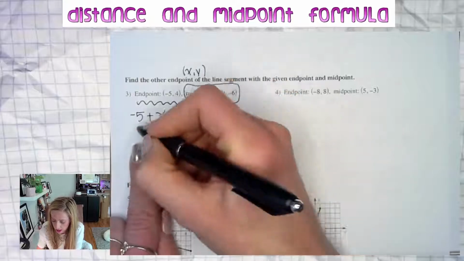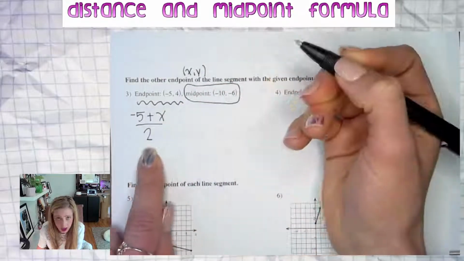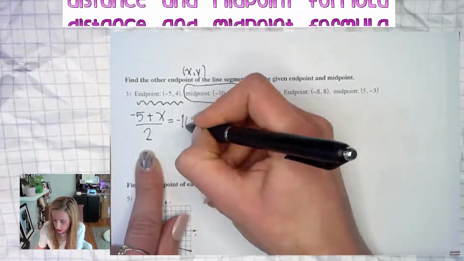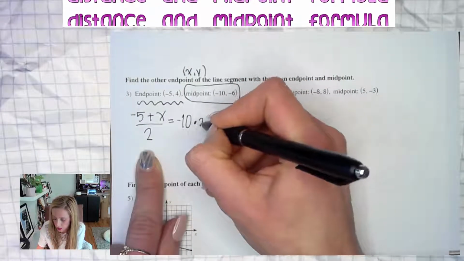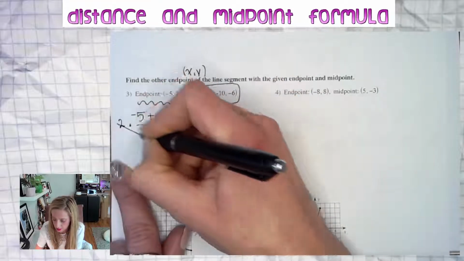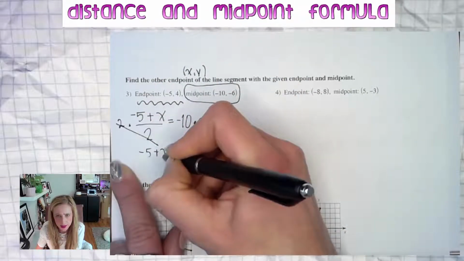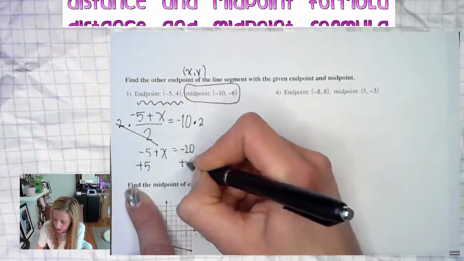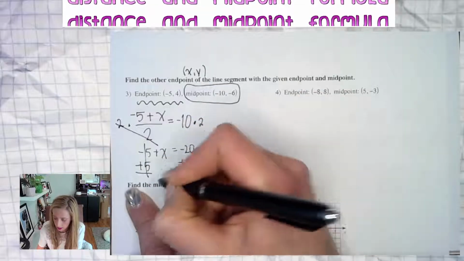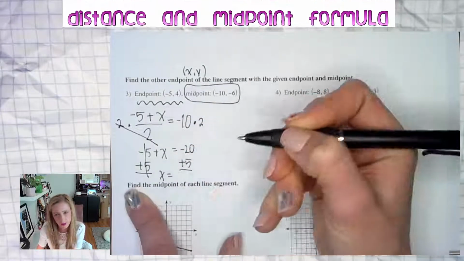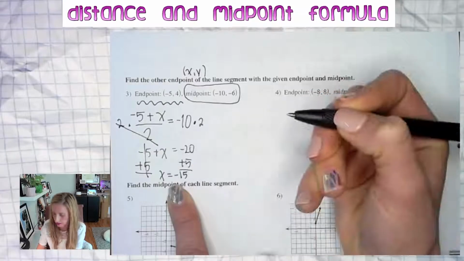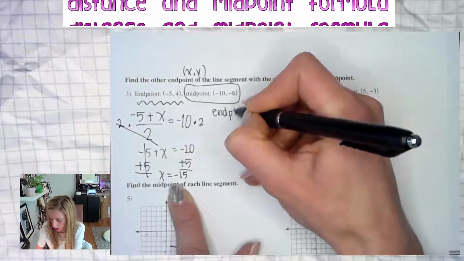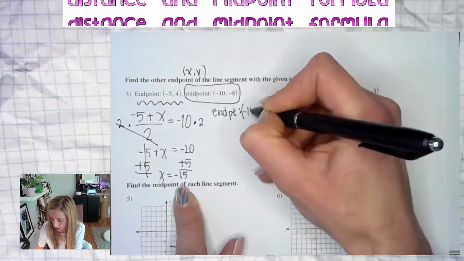So -5 plus x, add them together and divide by 2. That has to equal what? What's the x midpoint, the x value? -10. We're going to multiply both sides by 2 here. We're trying to solve for x. We get -5 plus x equals -20. And then we add 5 to both sides. And we have x equals -15. So we're solving for our other endpoint. So far, I have -15 for x.